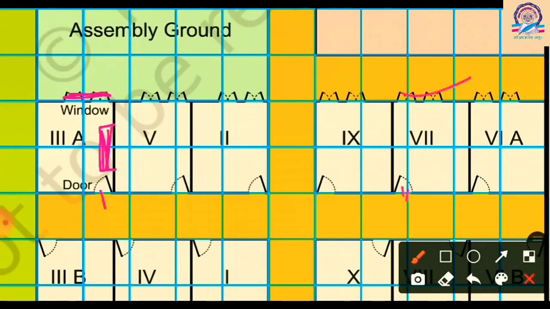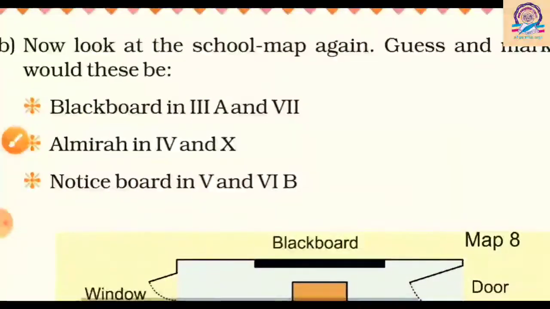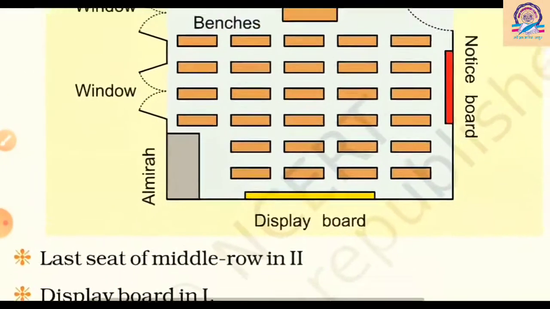And for class 7, the windows are here and the door is here. So the blackboard will be here. So as you can see, we have shown the blackboard in class 3A as well as in class 7. Now coming to the next question, we have to guess and mark the almirah.